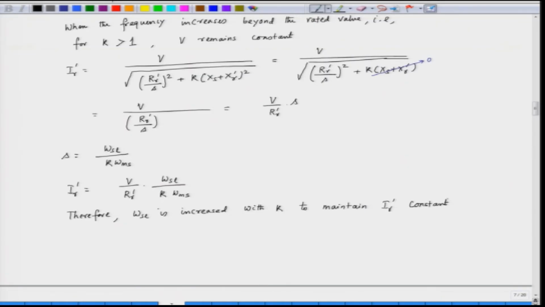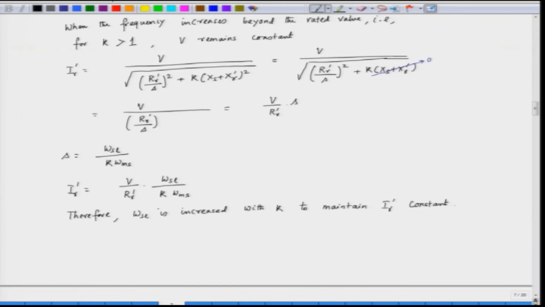Every motor has a rated value of current. Suppose we have a motor which has the rating of 10 amperes. We cannot exceed that rated value of current, lest we should damage the windings. So, the current has to be kept constant at the rated value. So, beyond the rated frequency, when k increases higher than 1, we have to increase the slip speed with k, so that the current remains constant at the rated value. That is what we are doing here: when omega s l is increased with k, we maintain I r constant.